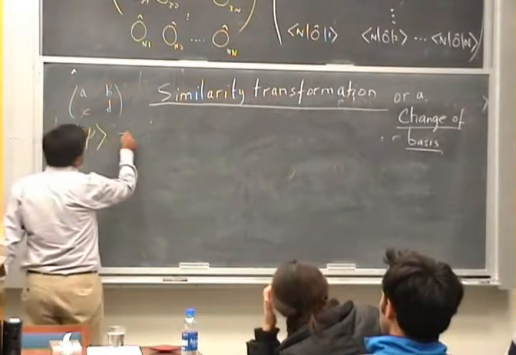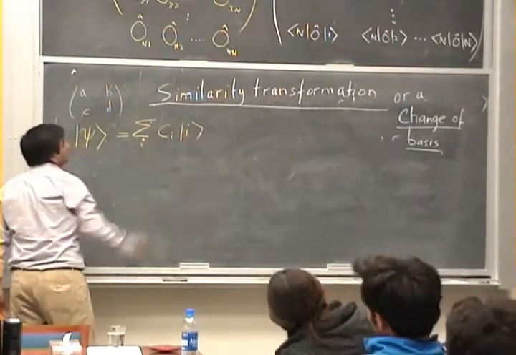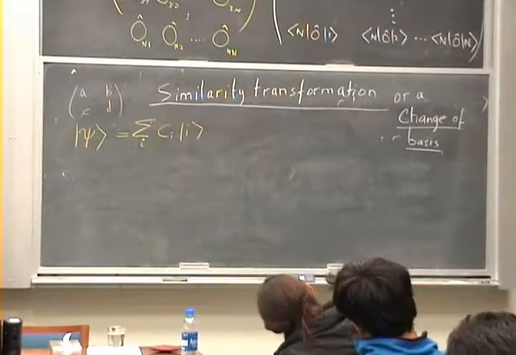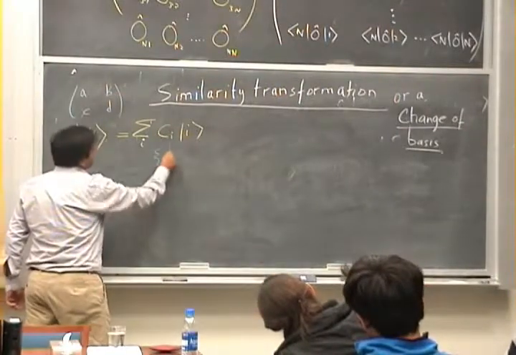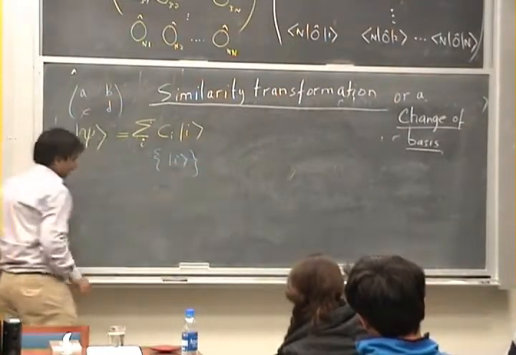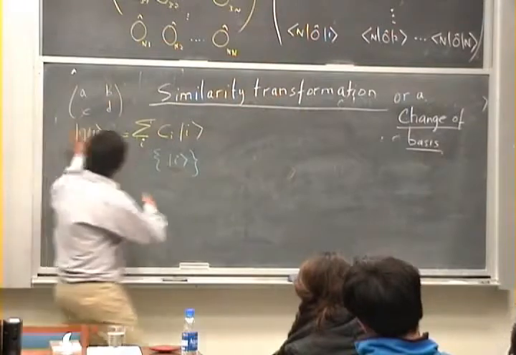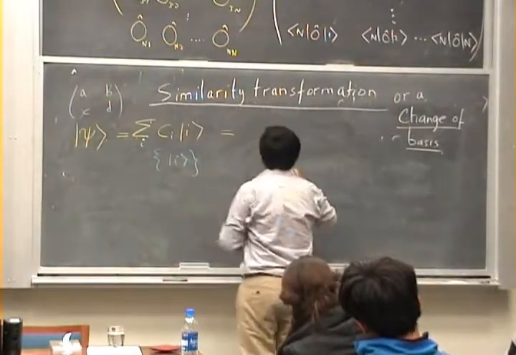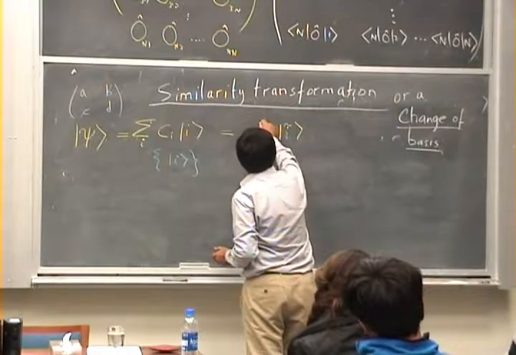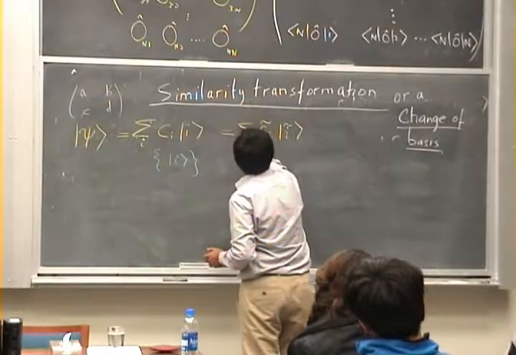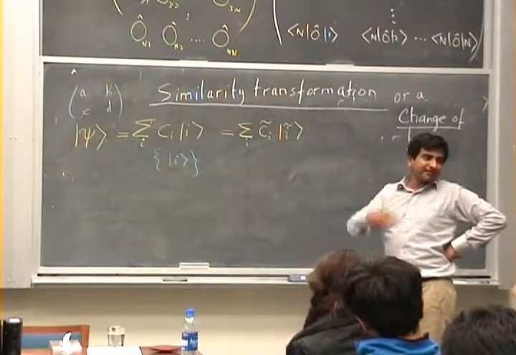Now this quantum state can be written as the sum over all the i's of Ci times ket i. Okay? Here you've chosen a basis which comprises the kets i. Okay? However, the same state can be written in a different basis. So the same state can also be written as the sum of Ci tilde times ket i tilde, right? A different basis, where this tilde represents some other set of basis vectors.